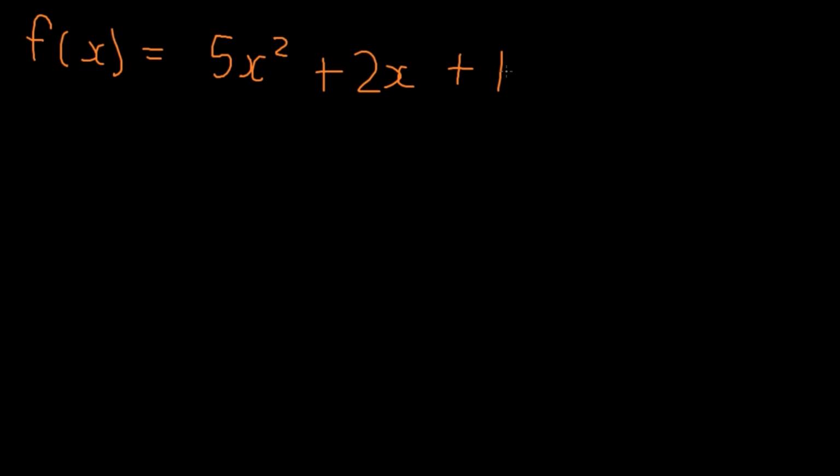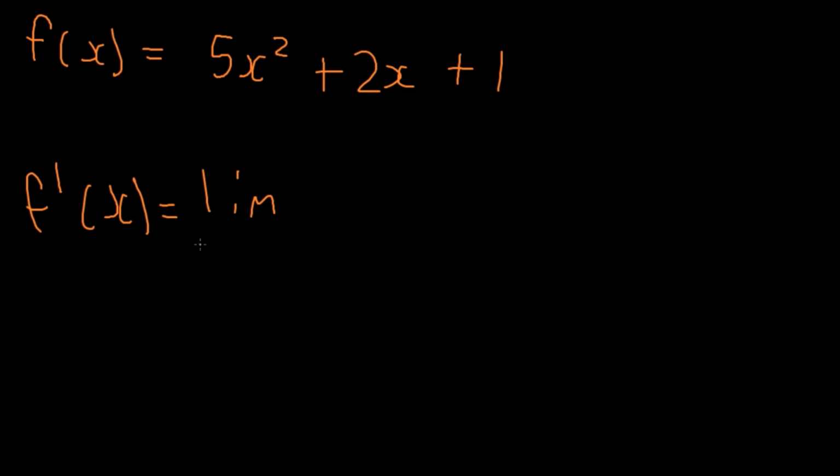Let's look at what happens when we find the derivative of this long polynomial. f of x equals 5x squared plus 2x plus 1. Wow, that's big right there. But it's actually not going to be too bad. Notice what happens when I go to use the derivative formula.